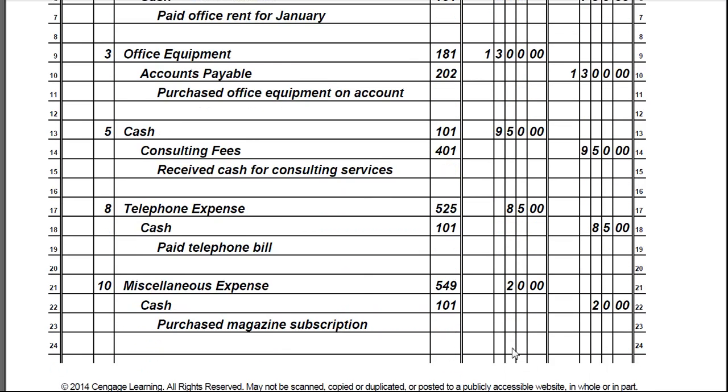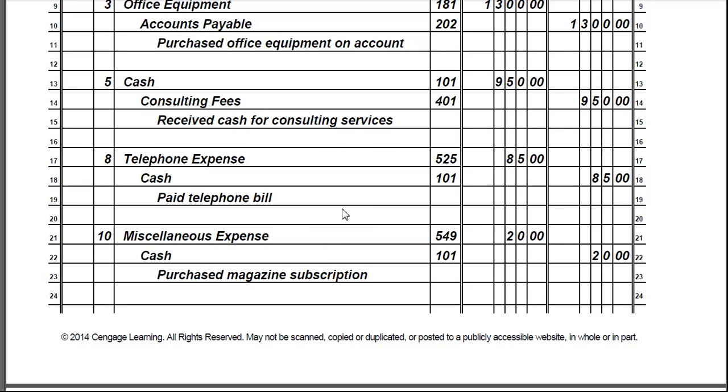Okay, so we'll scroll up a little bit. On the 8th, I paid my telephone bill, so I debit telephone expense for $85. I paid it with cash, so I credit cash for $85. And on the 10th, I paid for a magazine subscription, and in parentheses it says to use miscellaneous expense account for $20. So expenses are always going to be increased with a debit, so I debit miscellaneous expense for $20, and I used cash to buy it, so I'm crediting and decreasing my cash for $20.